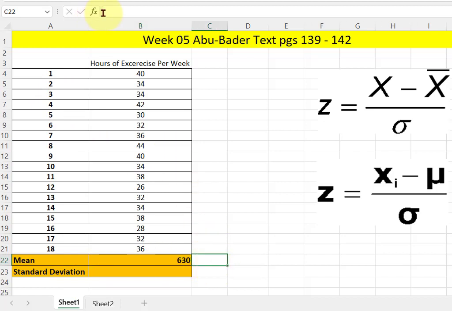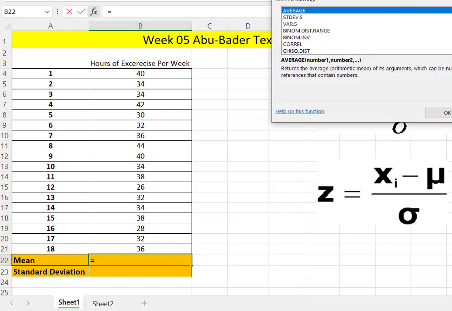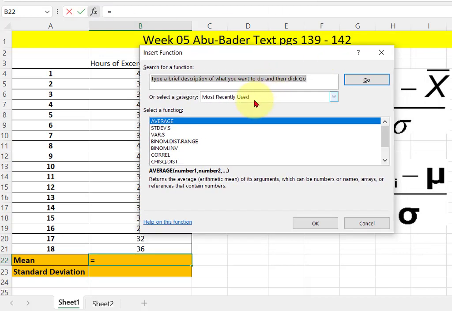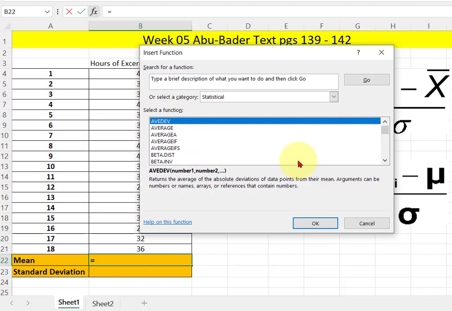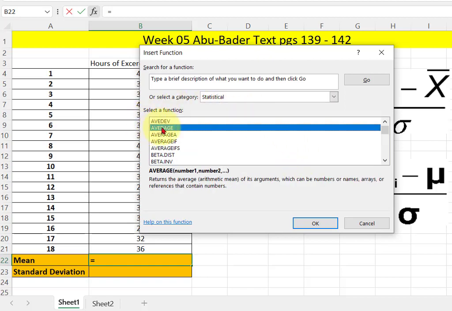I'm going to go to the function bar, type in equals, and then tell the software to take that cell, divide it by 18. So there's the mean, 35. Got that? So now I'm going to do a shortcut. I'm just going to pick that cell. I'm going to go to the function bar, and I'm going to make sure I'm in statistical, and I'm going to go to average. Average is mean. Same.